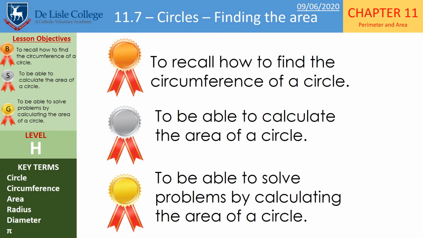Okay, so let's have a quick look at our learning objectives for this lesson. To be able to recall how to find the circumference of a circle, well, we did that. You managed that during the do now task. You've found the areas of several circles in the middle of the lesson, that's the silver, and you've been solving some problems at the end, some quite complicated ones for your gold learning. So well done.